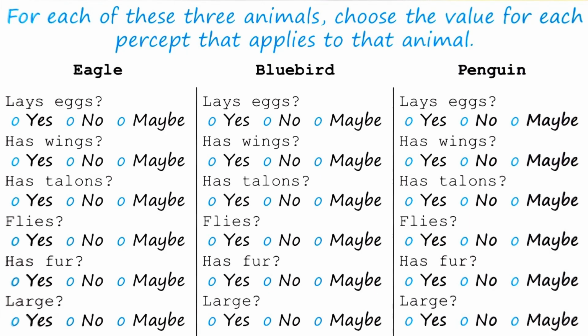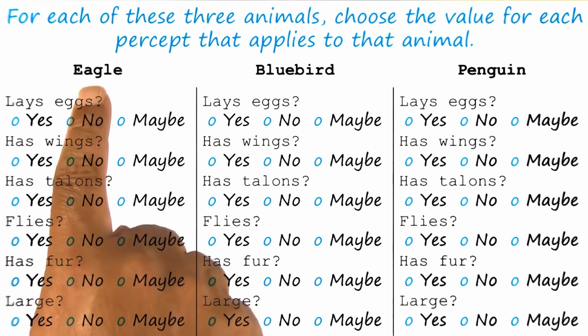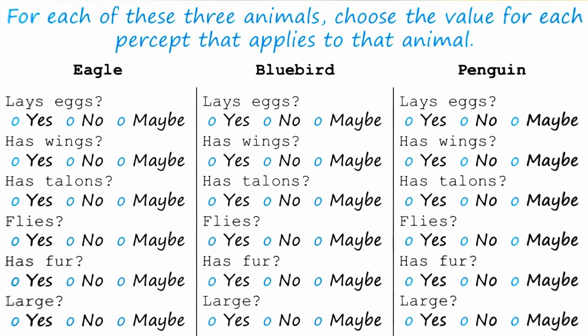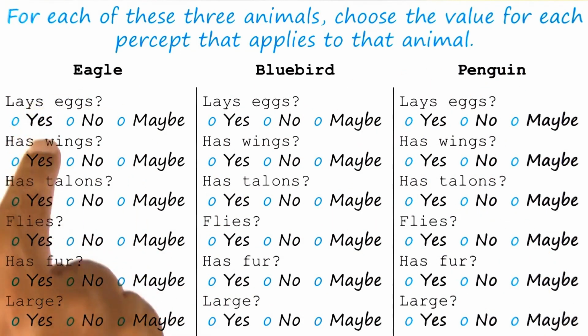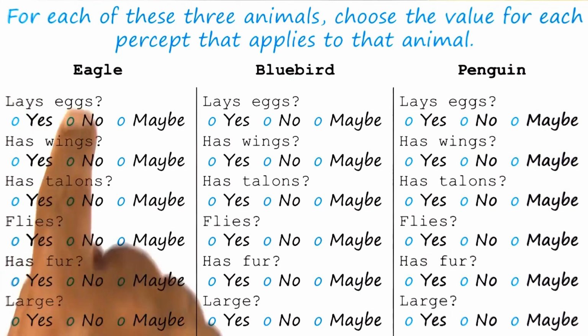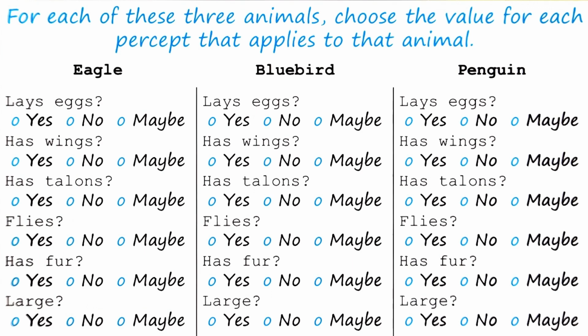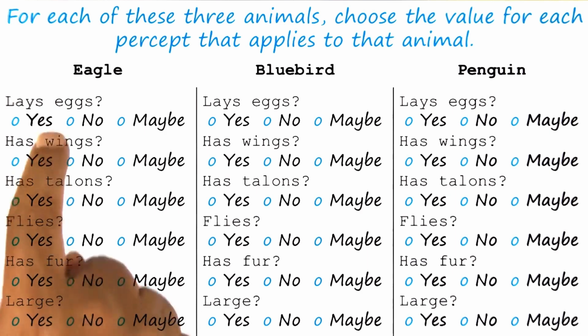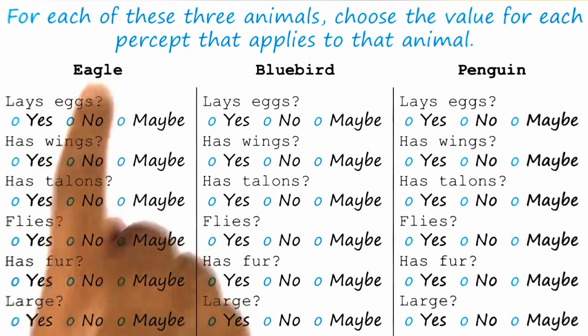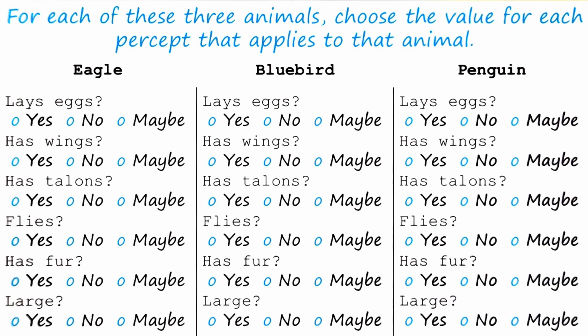So the next question becomes, given a set of animals, or in general a set of objects or elements, and a set of percepts for each of those animals, how can we decide what's a good equivalence class for those animals? Consider, for example, the three animals shown here: eagle, bluebird, and penguin. And let's suppose that we knew that there are 6 percepts that are important for each one of these animals: lays eggs, has wings, has talons, and so on. Well, in order to decide what might be a good equivalence class for these 3 animals, we first have to decide on what might be the right values for each of these percepts for each animal. So I'm going to ask you to use your background knowledge to fill in the values of the percepts for each of these 3 animals.